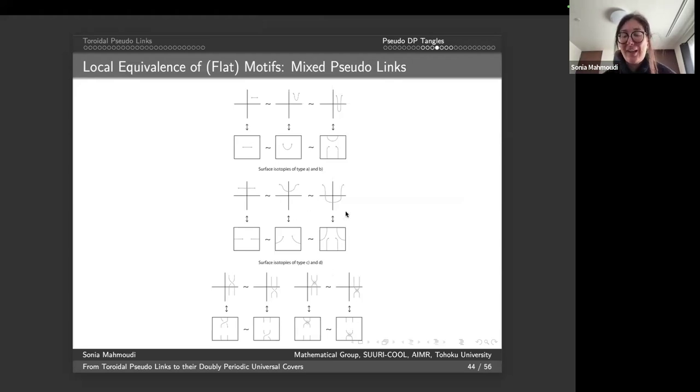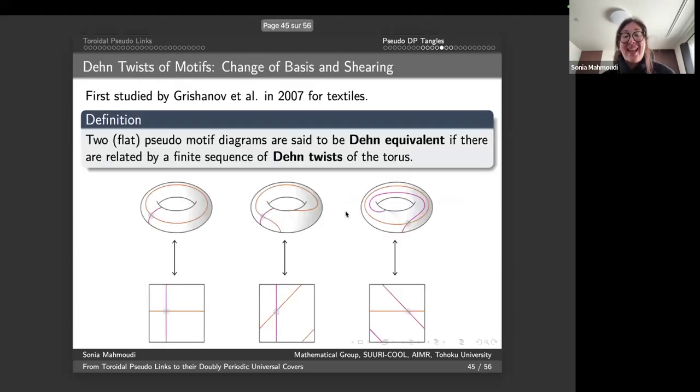So all the moves that we have seen before in the theory of mixed link apply here and give us a complete set of moves that describe the equivalence, local equivalence at least. Then we need to go into a bit more global equivalence.